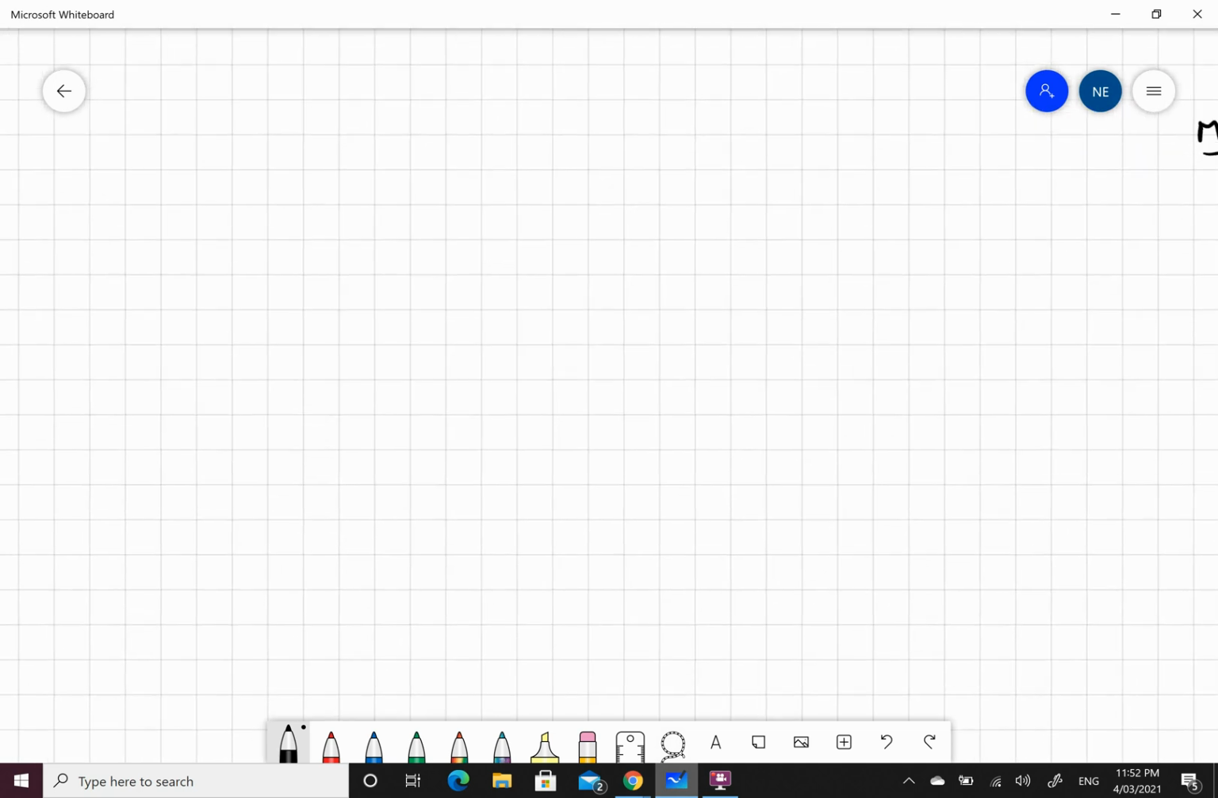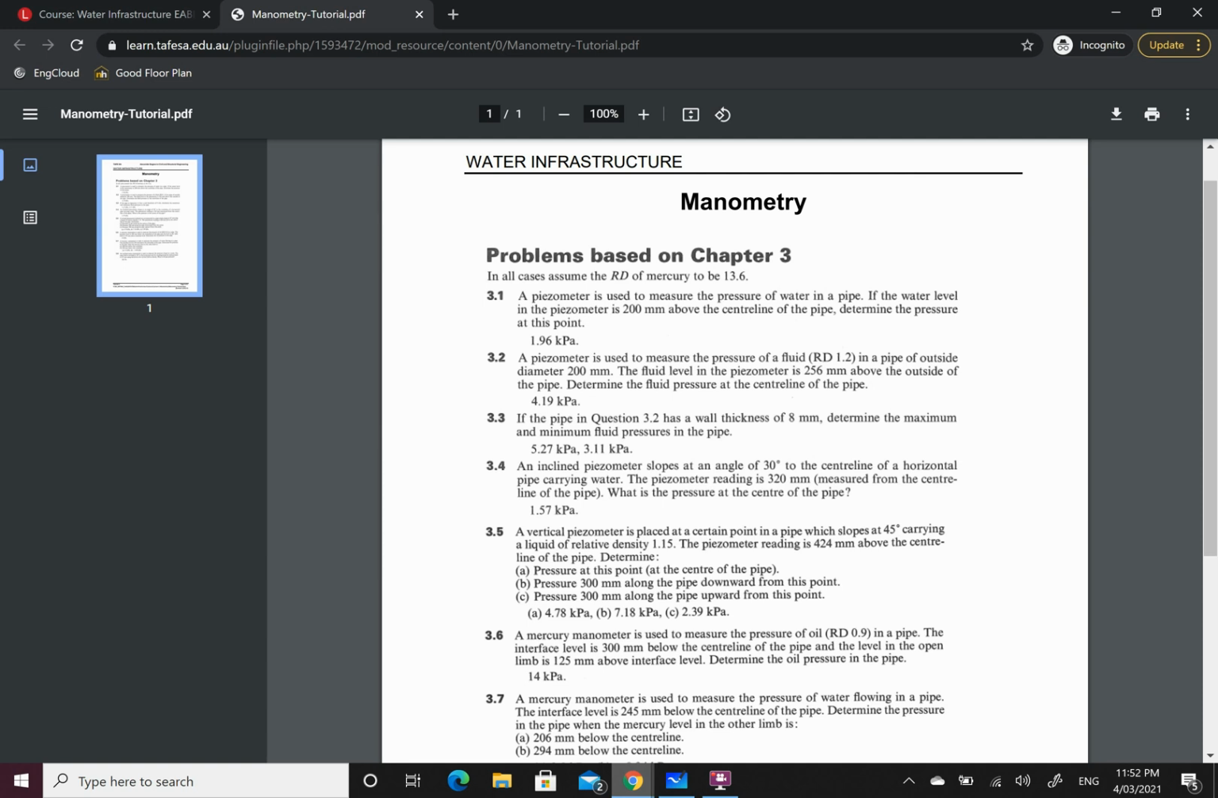Awesome. So let's go to the next one. We're looking at 3.4. Inclined piezometer slopes 30 degrees to the center line of a horizontal pipe carrying water. Piezometer reading is 320 mil, measured from the center line of the pipe. What is the pressure at the center of the pipe? Cool. So how does this look?